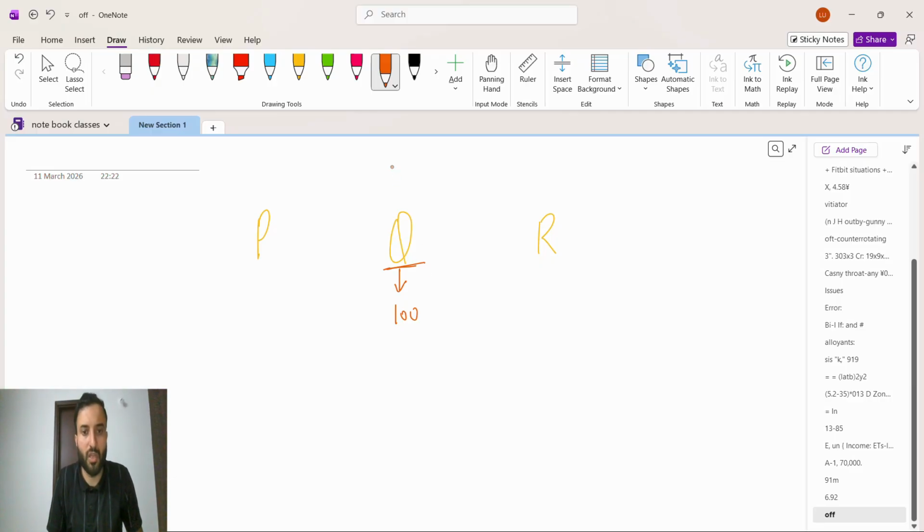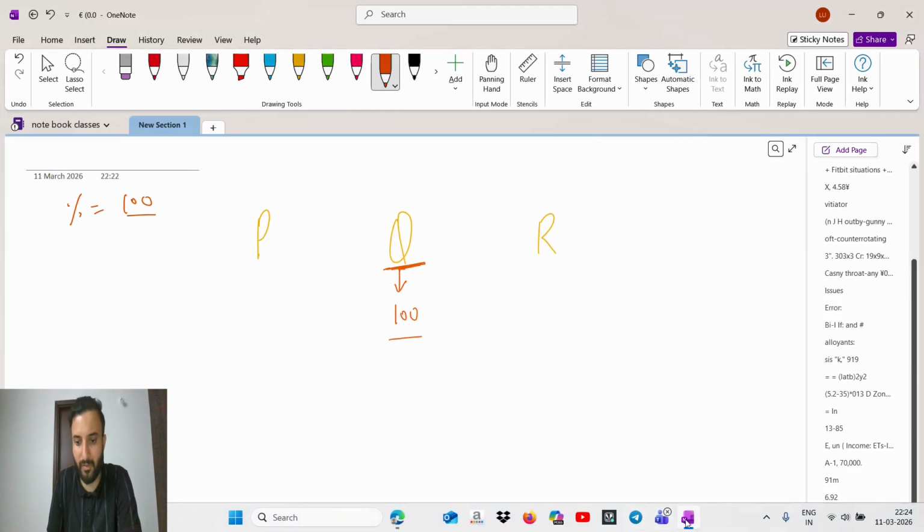Understand, once again I will tell you, whenever we are dealing with percentage, the reference one we will take as 100. The reason behind taking it as 100 is that percentage means 100, right? So that's why we fix the reference as 100, because we are dealing in percentage. Percentage means 100.